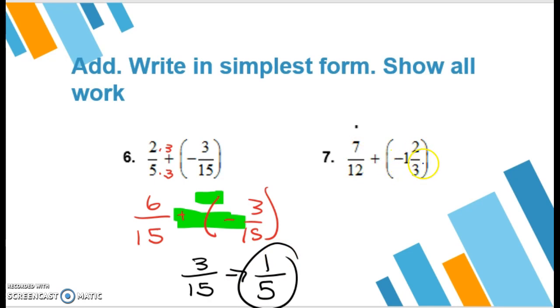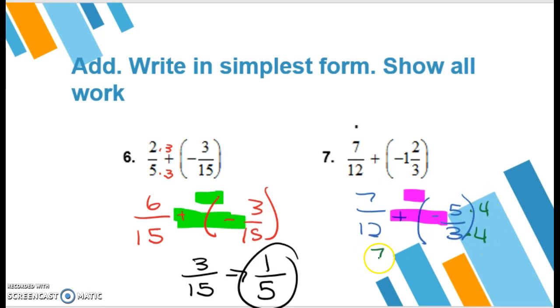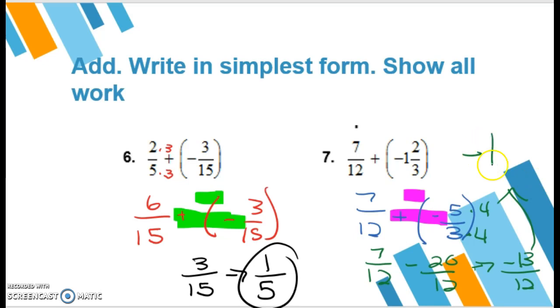Here I have 7 over 12 plus negative 1 2/3. I'm going to change that into an improper fraction. 3 times 1 is 3, 4, 5, so I have negative 5/3. I have a plus and a minus right next to each other again. So now that's one big minus. 7 minus 5 is 2. Oops, sorry, I totally forgot to get common denominators. I need to multiply this by 4. So this is 7 12ths minus, let's see, 20 over 12. 7 minus 20 is negative 13 over 12, which I can simplify. I ran out of room. Negative 1 and 1 12th is my answer there.